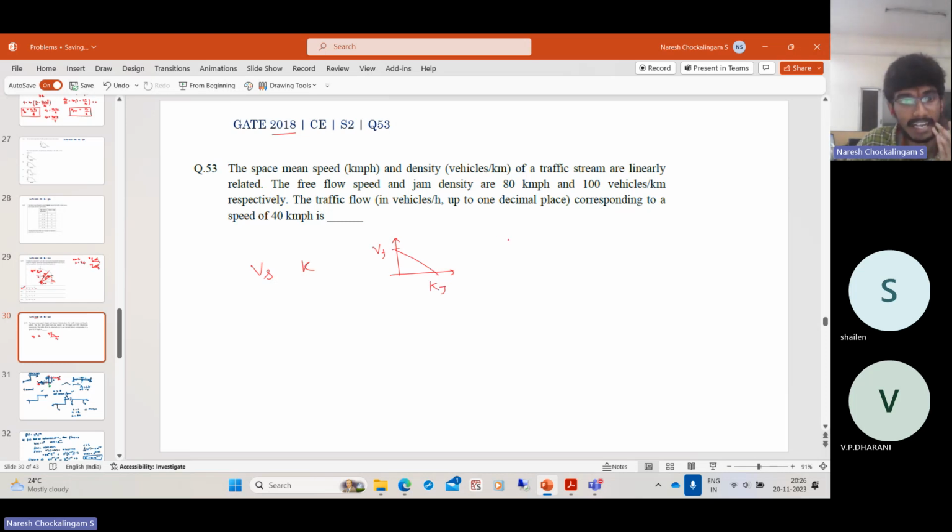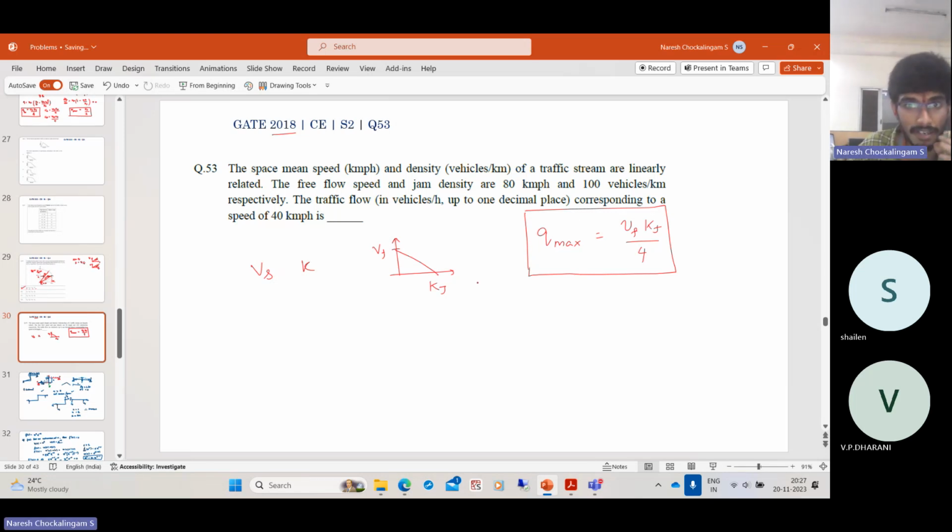So if they are linearly related, what did we just derive? We know that the maximum flow is VF Kj by 4. So let us remember this formula. We just derived it. The free flow speed and jam density are 80 kilometers per hour and 100 vehicles per kilometer respectively. The traffic flow corresponding to a speed of 40 kilometers per hour is what?